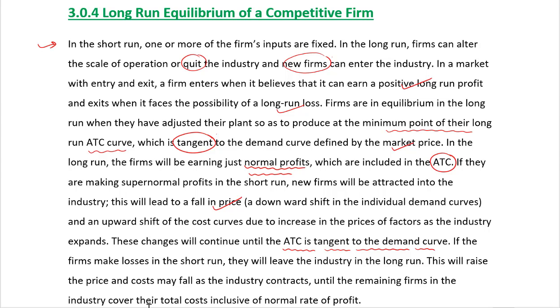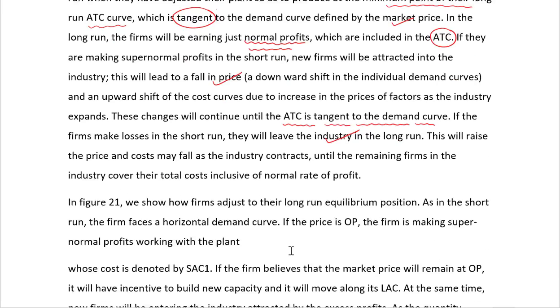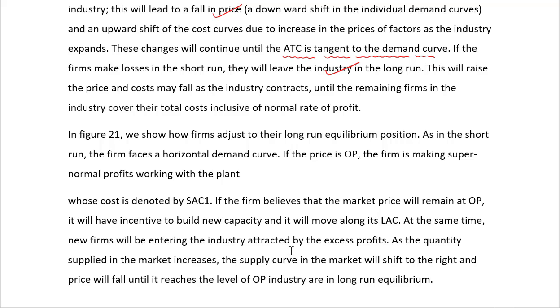If the firms make losses in the short run, they will leave the industry in the long run. This will raise the price and costs may fall as the industry contracts, until the remaining firms in the industry cover the total cost inclusive of the normal rate of return or normal rate of profit.